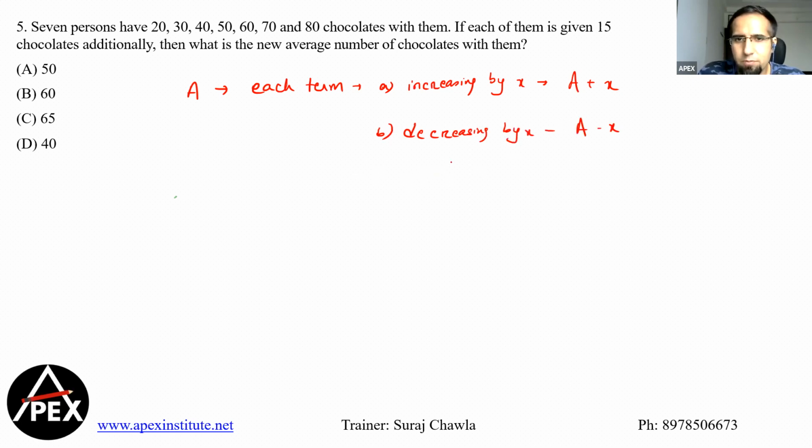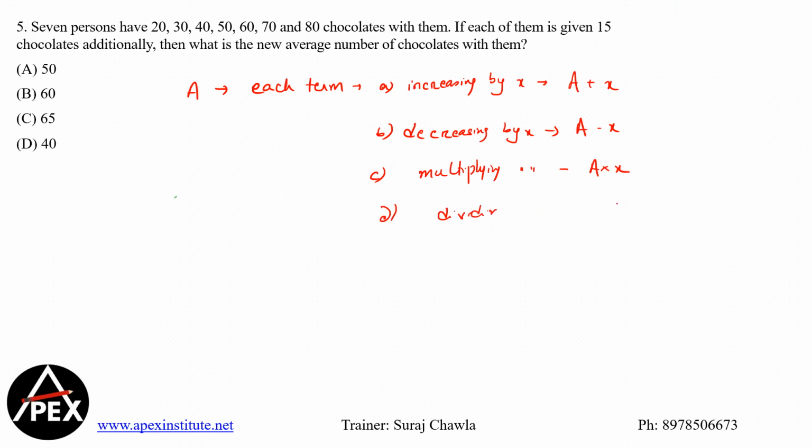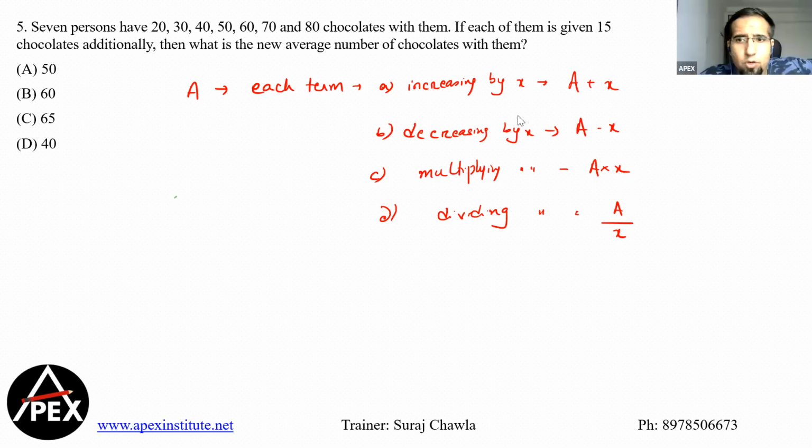Similarly, if each term is multiplied by X, then the average becomes A into X. And the fourth one, if each term is divided by X, then the average becomes A divided by X. Now, this is applicable to any series, guys. Is it okay? This is for any series, okay?